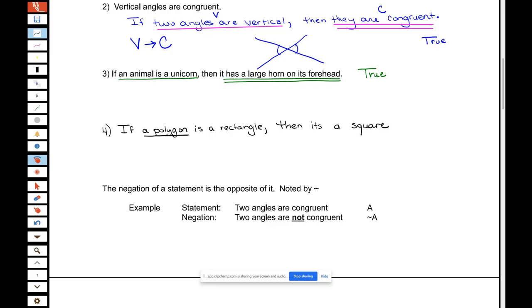Okay, so this is the hypothesis. Being a square is the conclusion. And that is going to be false because I can give you a counterexample of a polygon that is a rectangle, but it's not a square. Here's one right here. Here's a rectangle with our 4 right angles and our opposite sides equal. But it's not a square because in a square, all 4 sides are the same length. So that is false, and there's your counterexample.